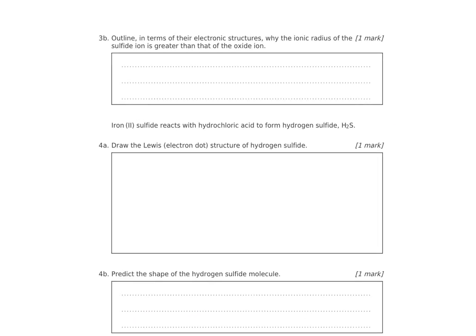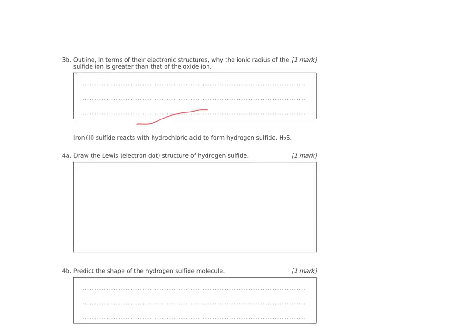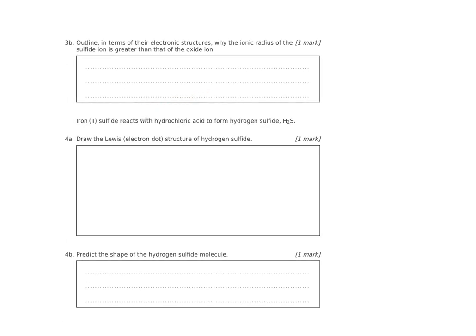So part 3b, outline in terms of electronic structure why the ionic radius of the sulfide ion is greater than that of the oxide ion. Oops. So what is the sulfide ion going to be?